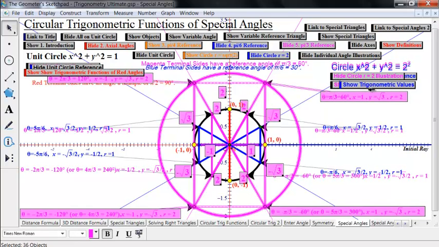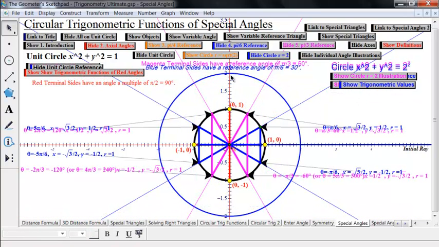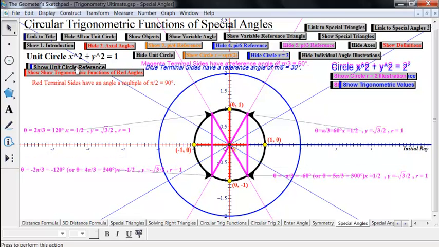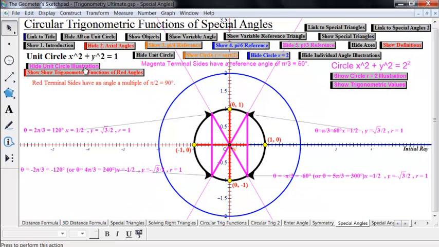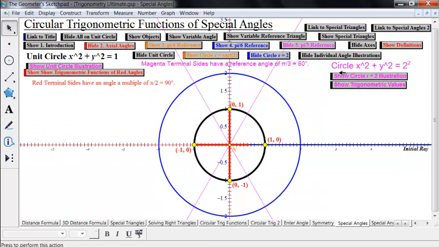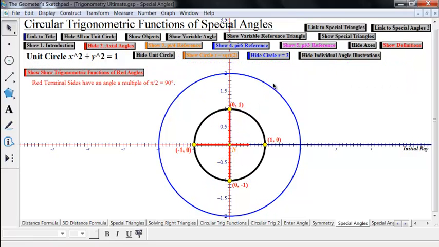So we're getting a lot of stuff here. So let's see if I can hide a few things here. Let's hide that. And you can hide that and that.